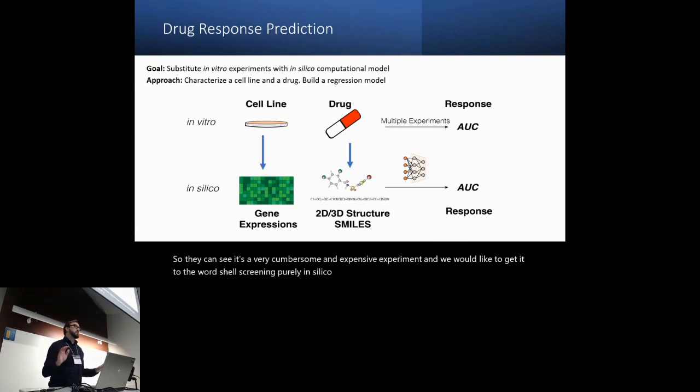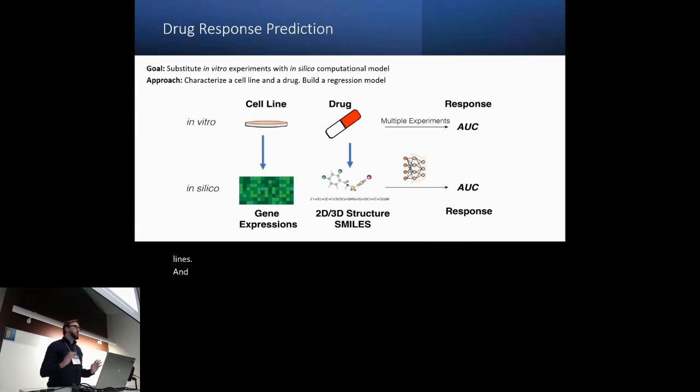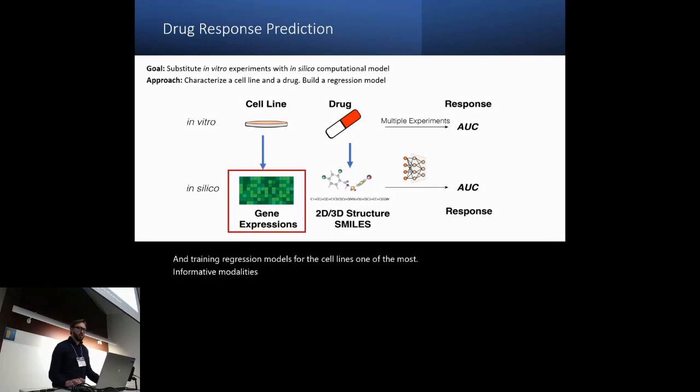For this, we are using the machine learning methods, and the approach is quite standard. We're using the descriptors for the drugs and the cell lines, and training regression models. For the cell lines, one of the most informative modalities is gene expression, and that's exactly what we would like to generate.